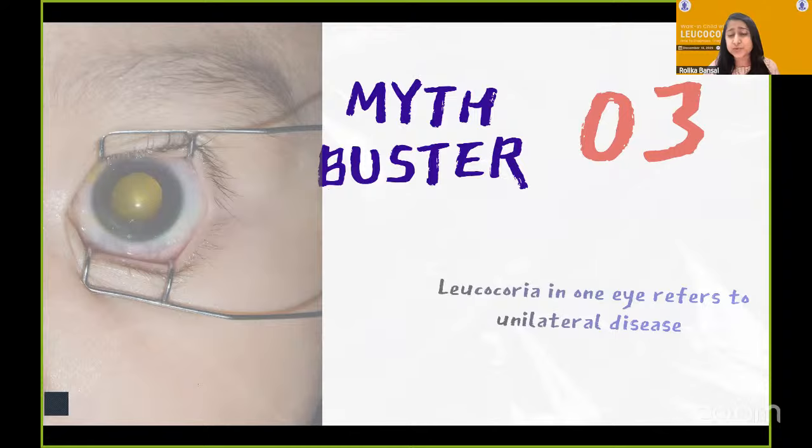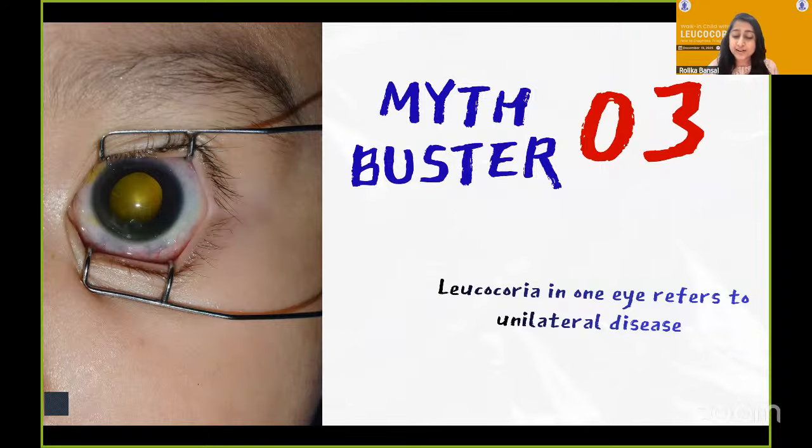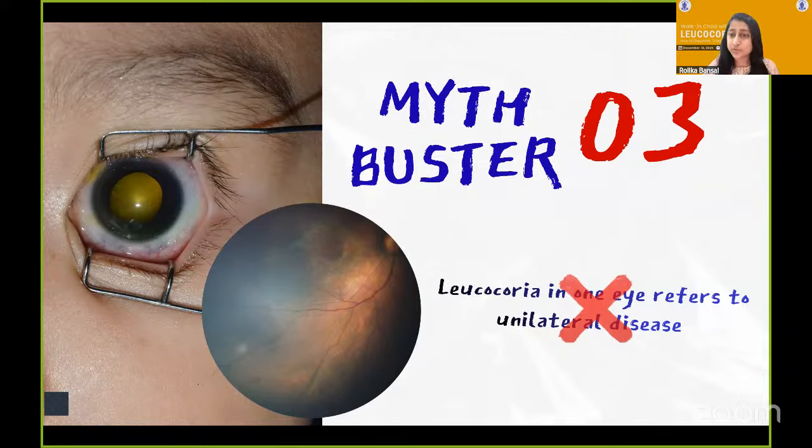The next myth is that leukocoria in one eye refers to unilateral disease. No, it absolutely does not. We had a case like this in which there was a small lesion in the other eye, seen in the periphery, and that is a group A case. So no, it does not refer to unilateral disease.